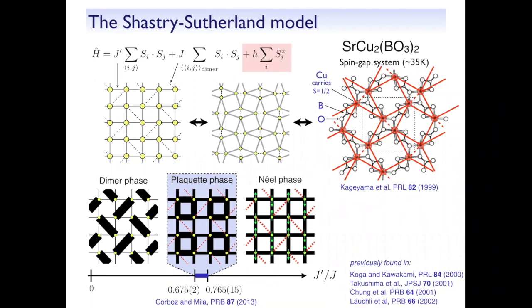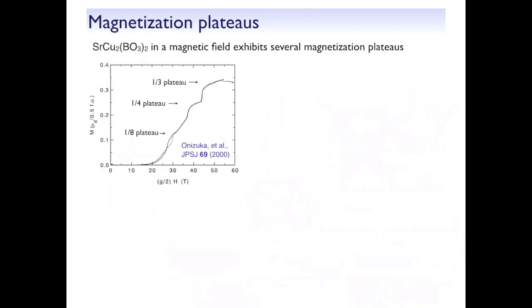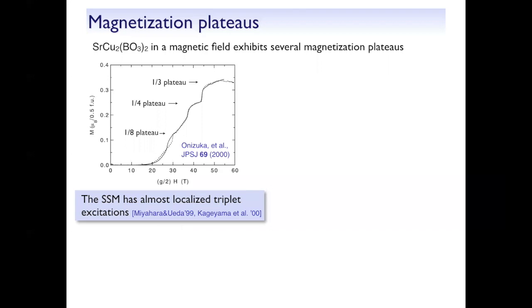Okay, and now from an experimental point of view, what has really been of interest for already 20 years is to look at this problem in a finite magnetic field, because as you've heard, there have been several magnetization plateaus found in this compound already 20 years ago, right? And from the theory side, the challenge has been to understand what sort of states are realized in this magnetization plateau.